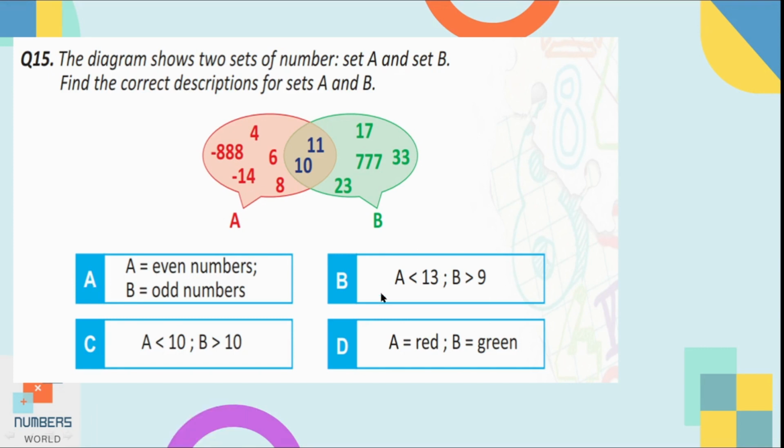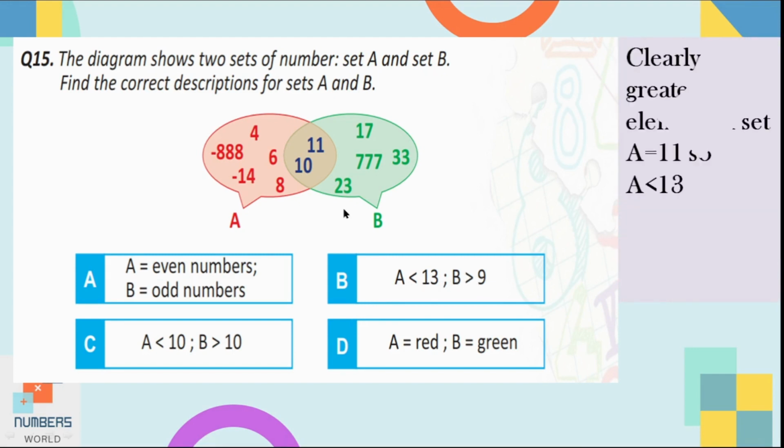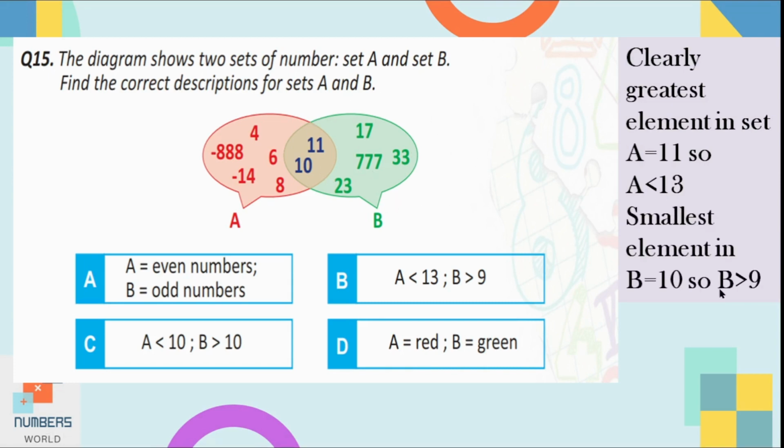Option B is that A is less than 13 and B is greater than 9. So we can clearly see the greatest element of set A is 11. So we can say that the elements of set A are less than 13. And the smallest element of set B is 10. So the elements of B are greater than 9. So option B is the correct option, but let's check the other two options as well.